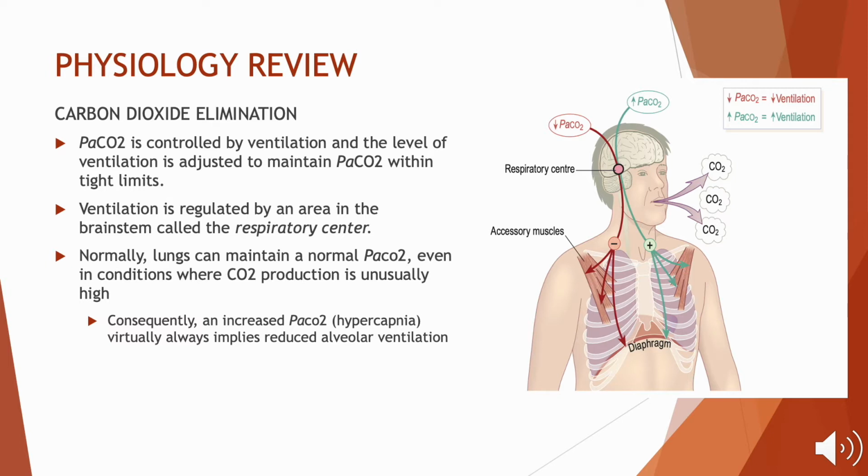Ventilation is regulated by an area in the brainstem called the respiratory center. This area contains specialized chemical receptors that sense the partial pressure of carbon dioxide in the blood and connect with the muscles involved in breathing. If it is abnormal, the respiratory center adjusts the rate and depth of breathing accordingly. Normally, lungs can maintain a normal partial pressure of carbon dioxide in the blood even in conditions where carbon dioxide production is unusually high. Consequently, an increase in partial pressure of carbon dioxide in the blood virtually always implies reduced alveolar ventilation.